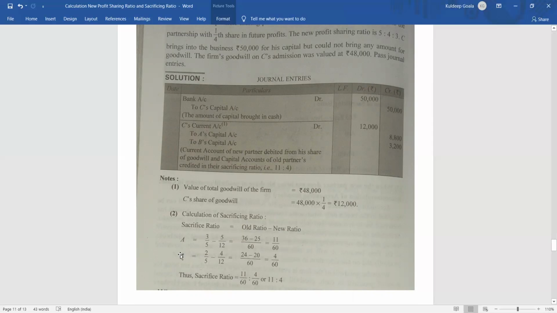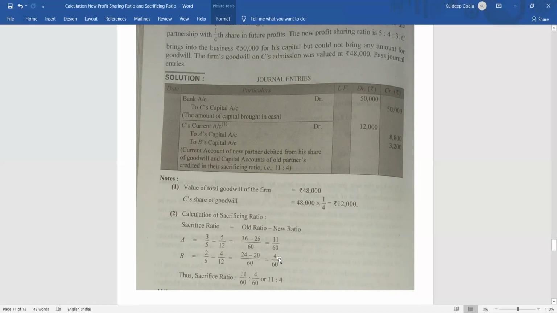11/60 is A's sacrifice, and in case of B, it is 4/60. Clear? So the ratio of sacrifice is 11:4. So this 12,000 will be taken by A and B in 11:4 ratio. Clear? How will they take it?